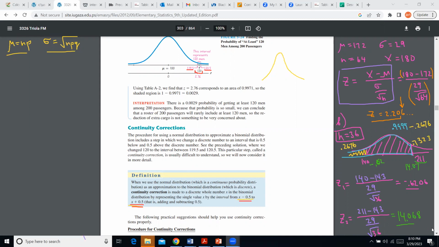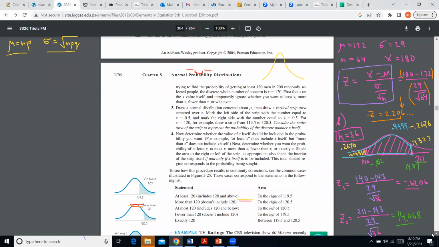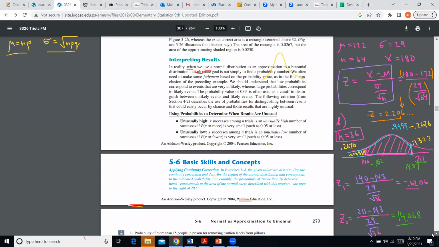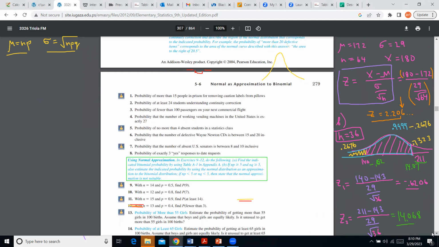So I guess to better illustrate it, I'm going to look at the exercises at the end of this section and start to get used to approximating with this 0.5 increments. So let's take a look at exercise number 1 that says more than 15 people in prison, find the probability of that, and this means that x is greater than 15.